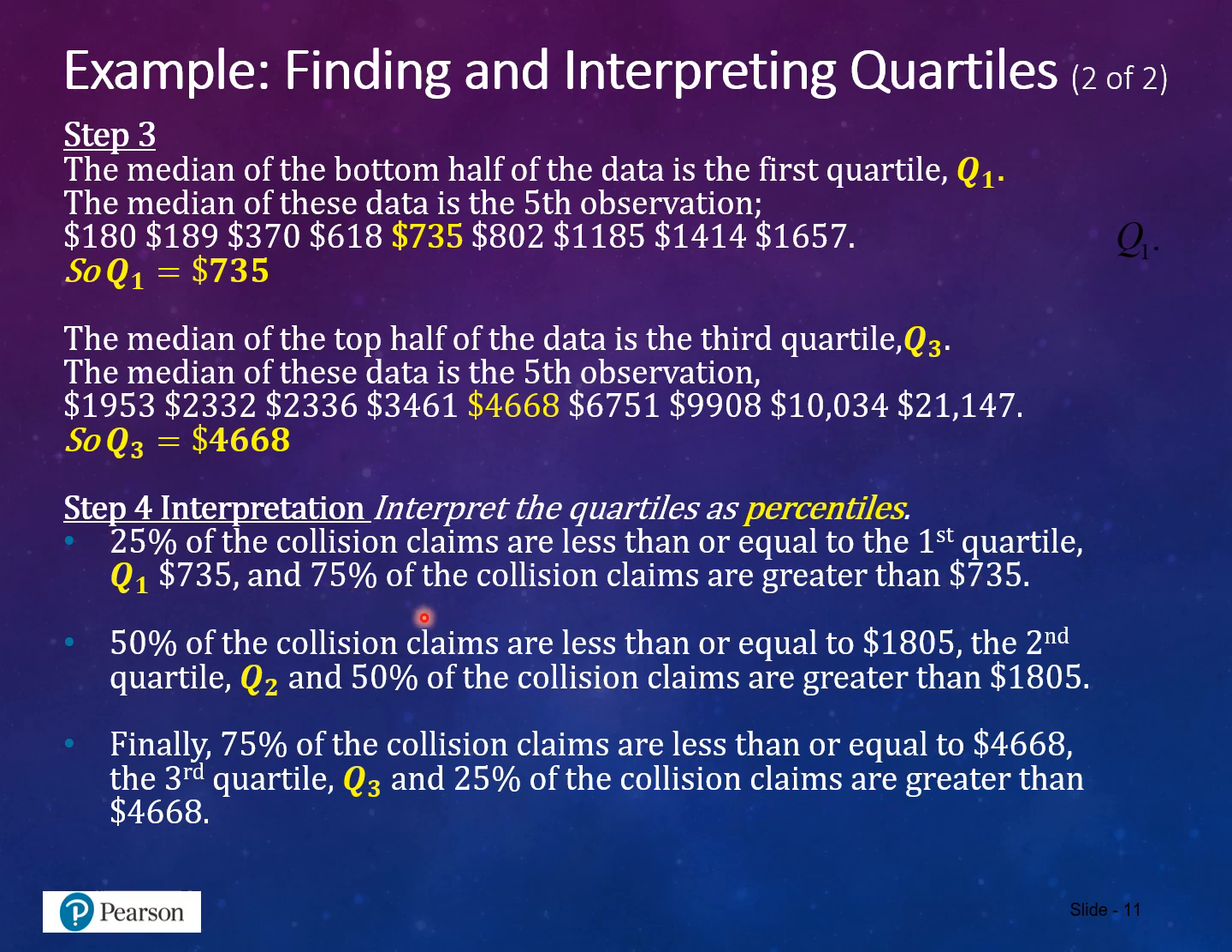For quartile 2, remember this was the median that we calculated with the average of the two middle values. 50% of the collision claims are less than or equal to 1805, which is the second quartile, and 50% of the claims are greater. And lastly, 75% of the claims are less than or equal to 4,668, which remember was quartile 3. And if 75% are less than or equal to, that leaves 25% that are greater than this mark.